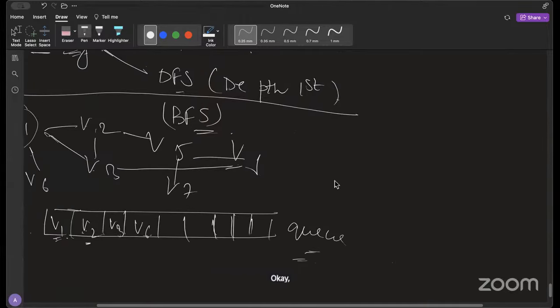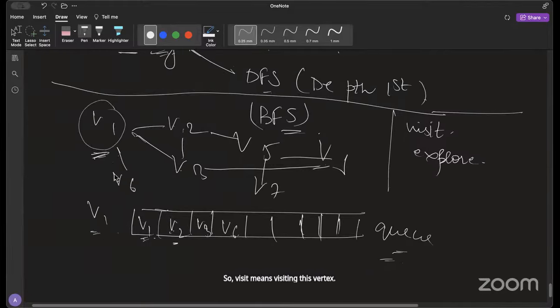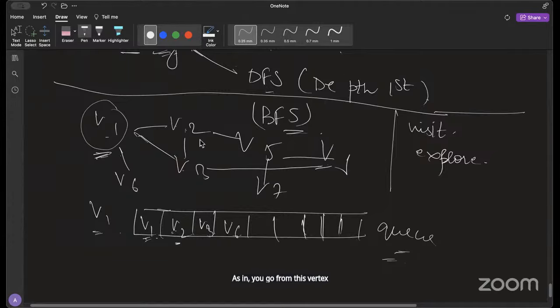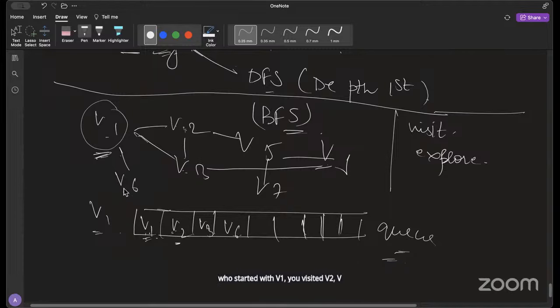Okay, we'll be using two new terms here. So first is visit. The other term will be explore. So visit means visiting this vertex, as in you go from this vertex to this vertex, then you say that this has been visited. Like in this example, you started with V1, you visited V2, V3, and V6 because they have a direct edge. So we say V2, V3, V6 have been visited.